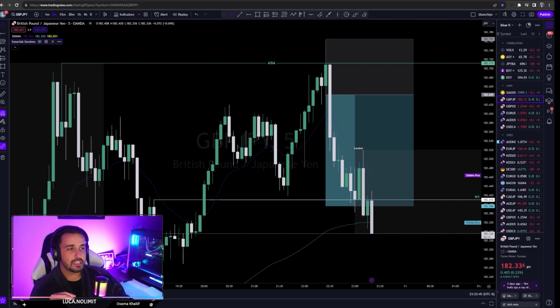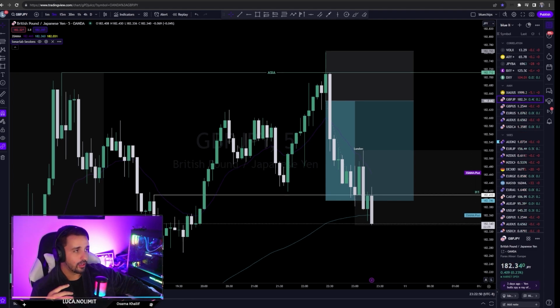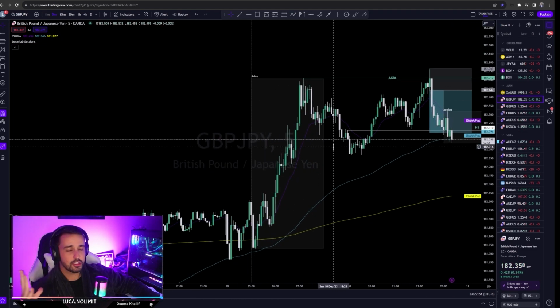So going into the strategy, guys, basically if you don't know what an Asian session range is, it's when the Asian session will open and it'll create a low and it'll also create a high, and it's basically just the lowest and the highest point price went during the session.